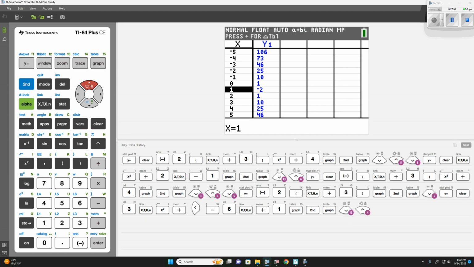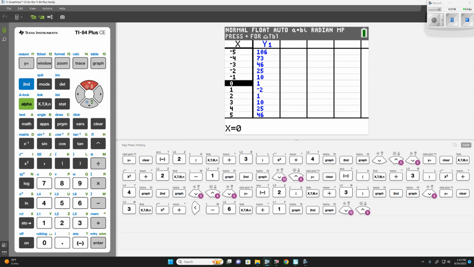So as we can see here, (1, -2) is the vertex, and all the y values going left and right from it do mirror each other. Incidentally, when x is 0, the y value is 1. It's our y-intercept, is what it tells us.